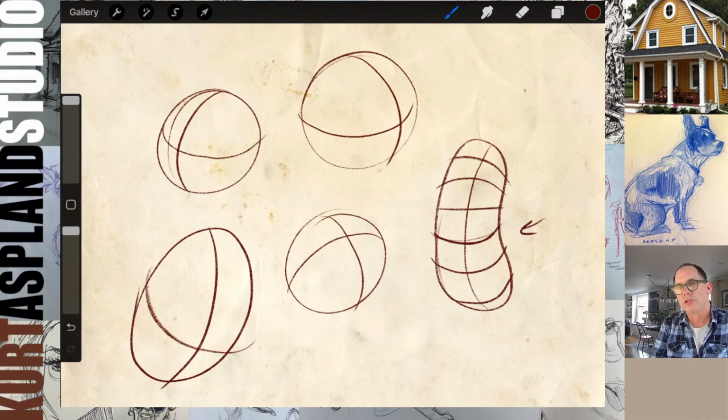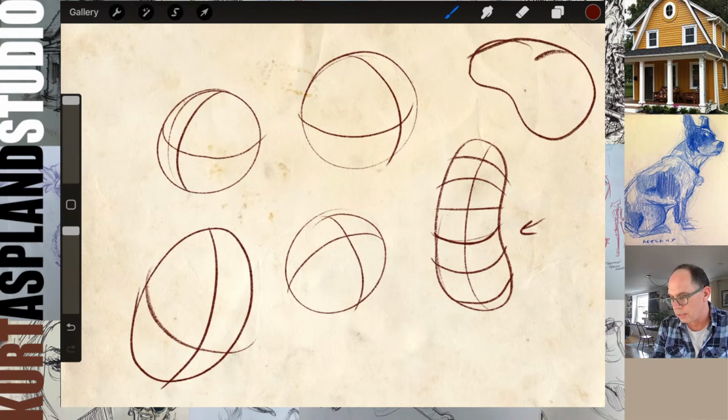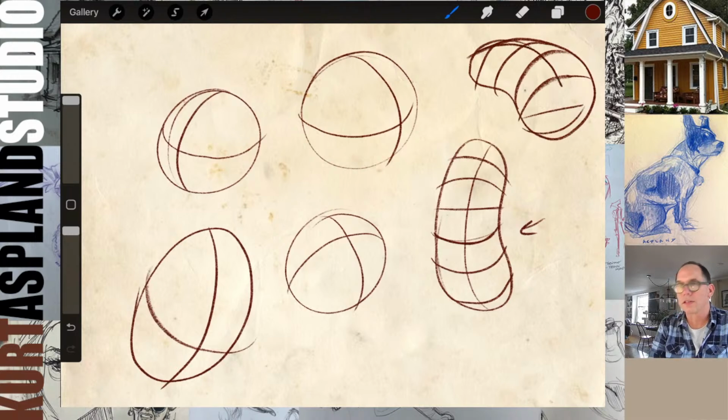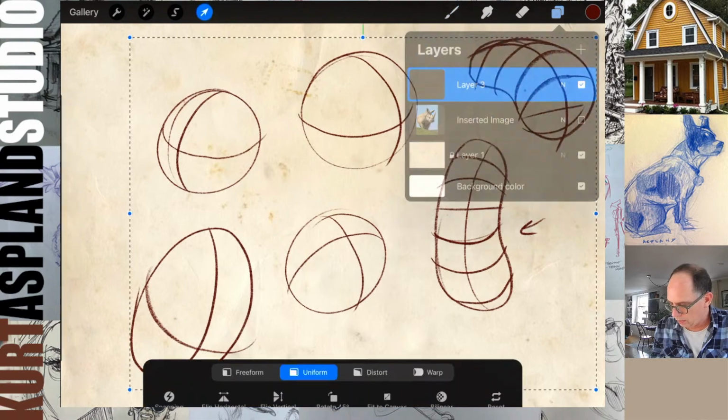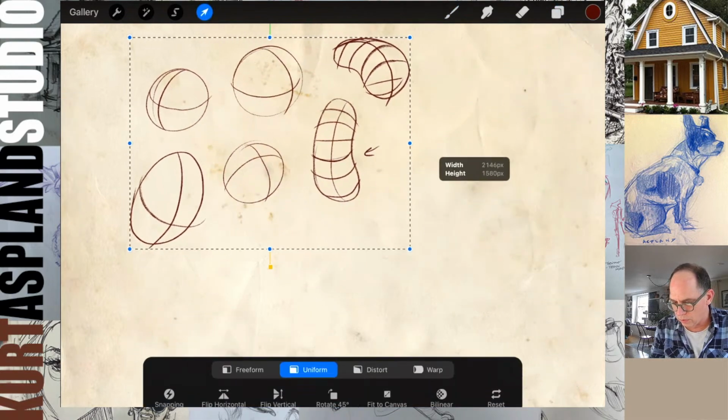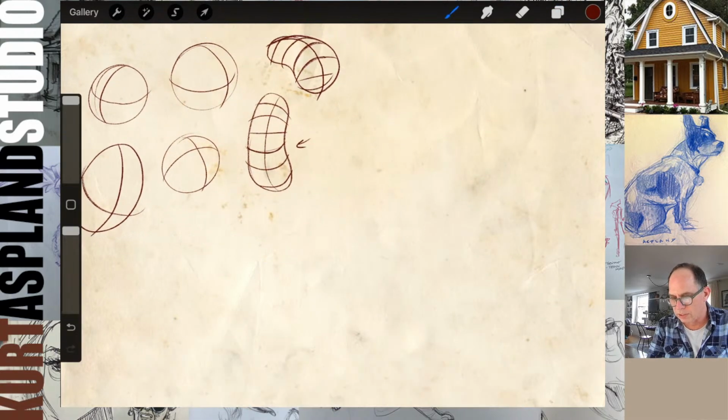So what I want you to do, as you are doodling, is just get used to this idea where you're making these complex forms and start thinking about them in a sense of mass. I'm going to slide this over here. That's the first thing we're going to have you practice.